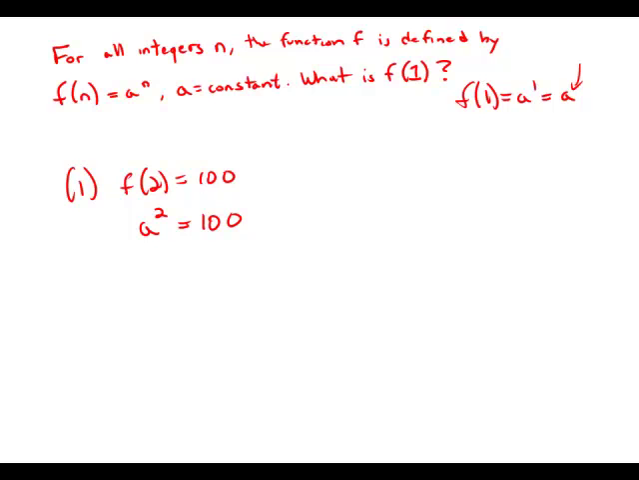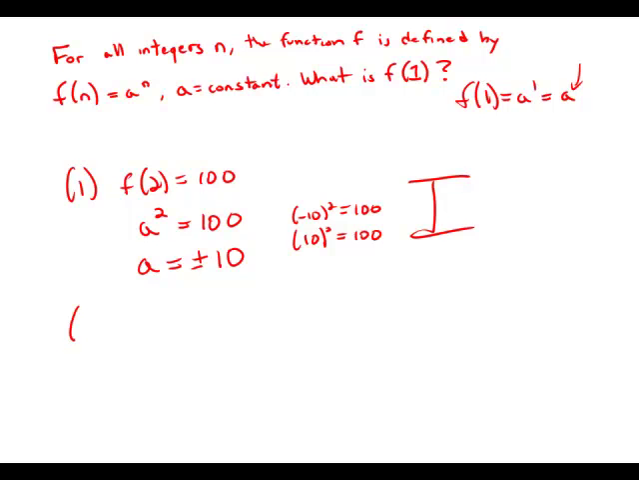Whenever we have a variable squared, we have to remember that when we take a square root, what we get is a plus or minus. And the reason we get a plus or minus is that negative 10 squared is 100, and positive 10 squared is also 100. So knowing that a squared is 100 does not give us a unique value for a. A could be positive or negative. And because there are two choices, because we have not determined a unique value, this statement by itself is insufficient.